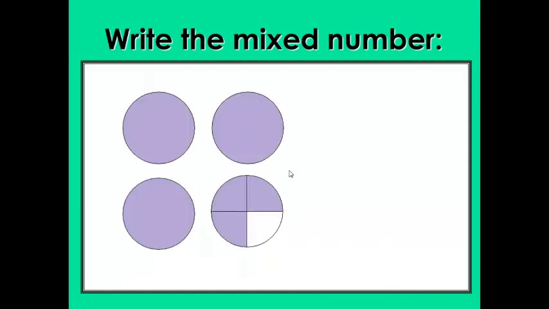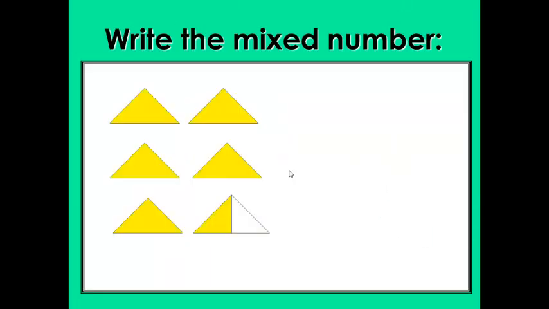What do you think this mixed number would be? We have 3 whole circles colored in and 3 parts out of 4 colored in the last one. If you said 3 and 3/4, you're correct. What about this one? We have 5 whole triangles and 1 out of 2 parts of a triangle colored in. That mixed number equals 5 and 1/2.